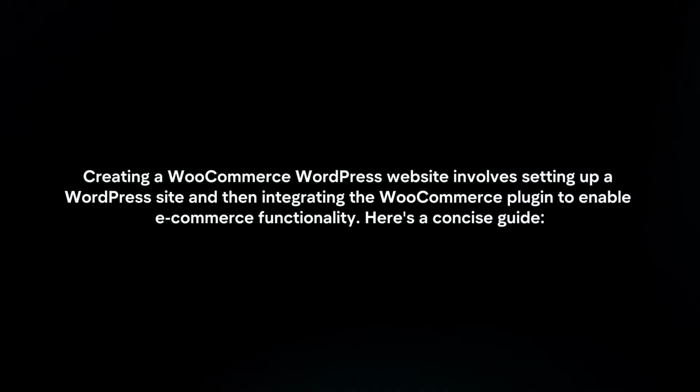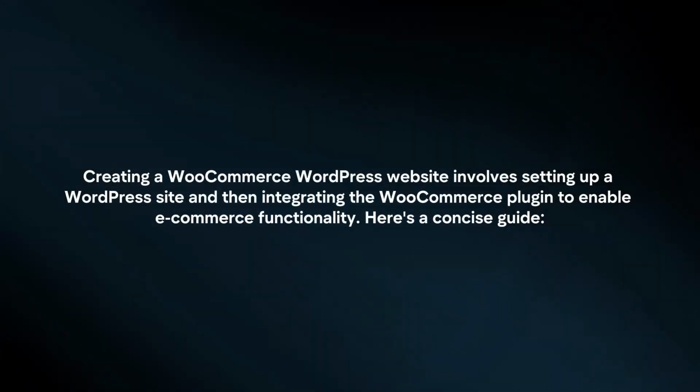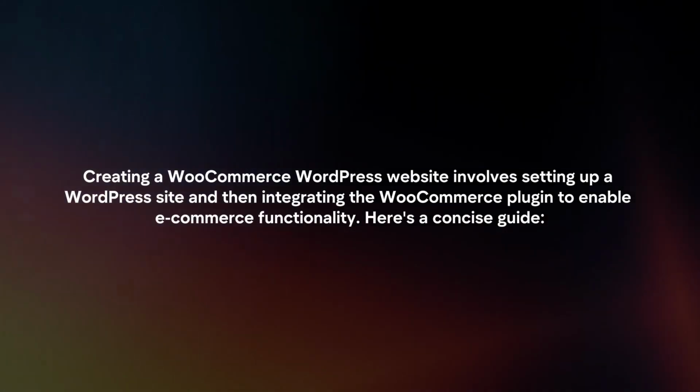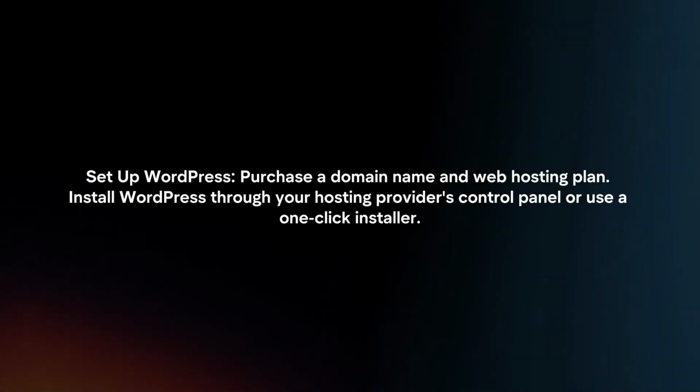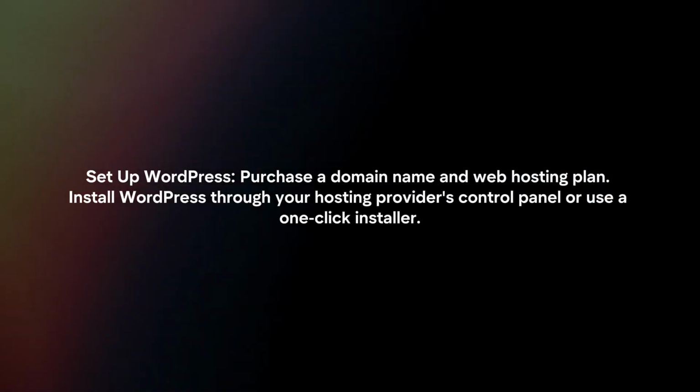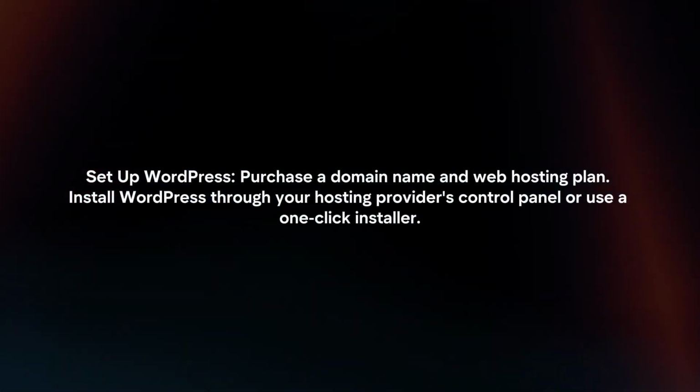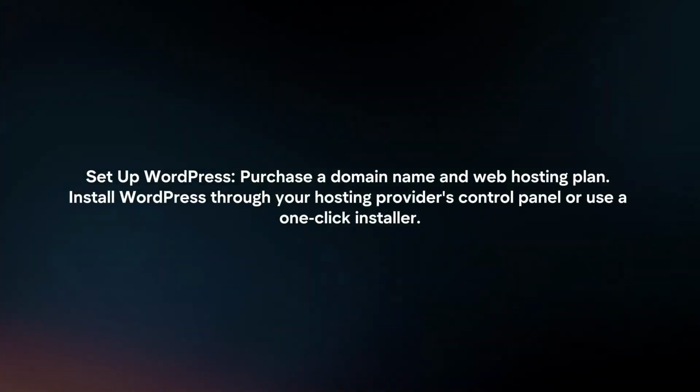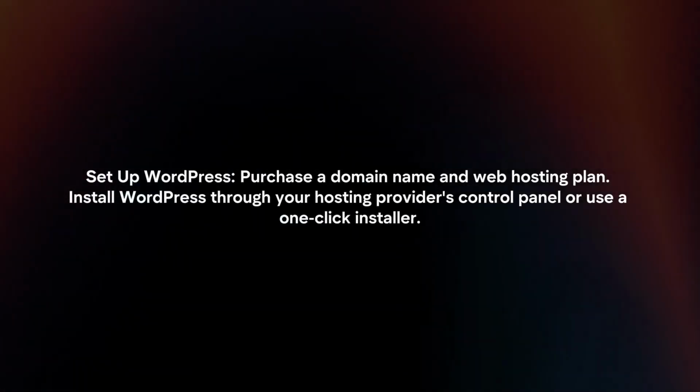Creating a WooCommerce WordPress website involves setting up a WordPress site and then integrating the WooCommerce plugin to enable e-commerce functionality. Here's a concise guide. Set up WordPress. Purchase a domain name and web hosting plan. Install WordPress through your hosting provider's control panel or use a one-click installer.